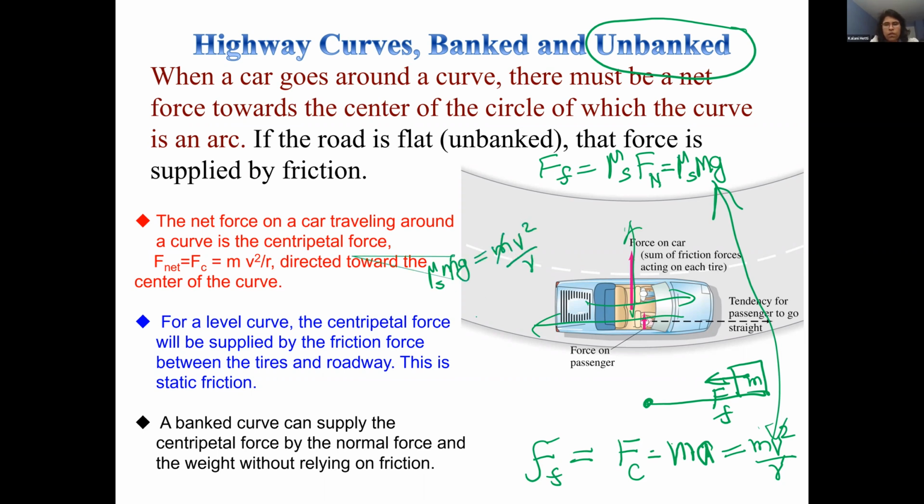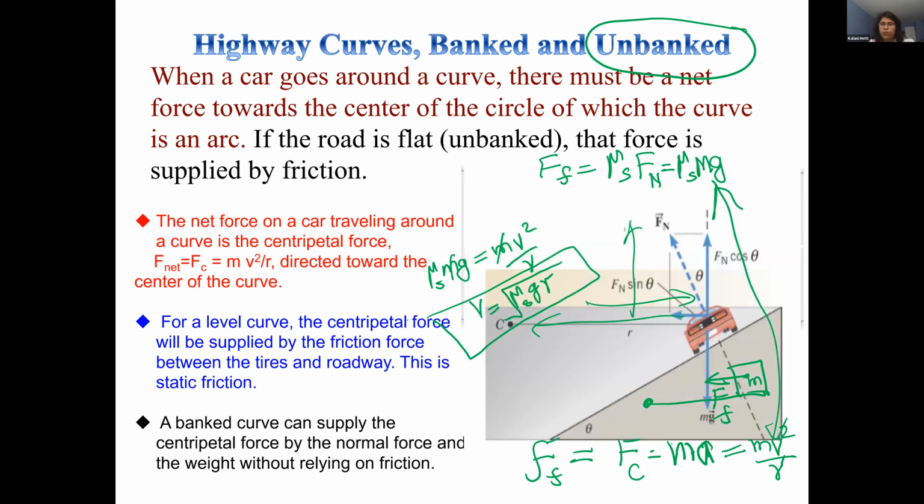If I combine these two together, mu_s m g is equal to m v squared over r. Then m will cancel out, and you see v will be equal to the square root of mu_s g r. That means this is the maximum velocity that your car can have when it makes an unbanked turn, right? It is mass independent, but it depends on g, r, and the static friction. So this is what is happening in there.